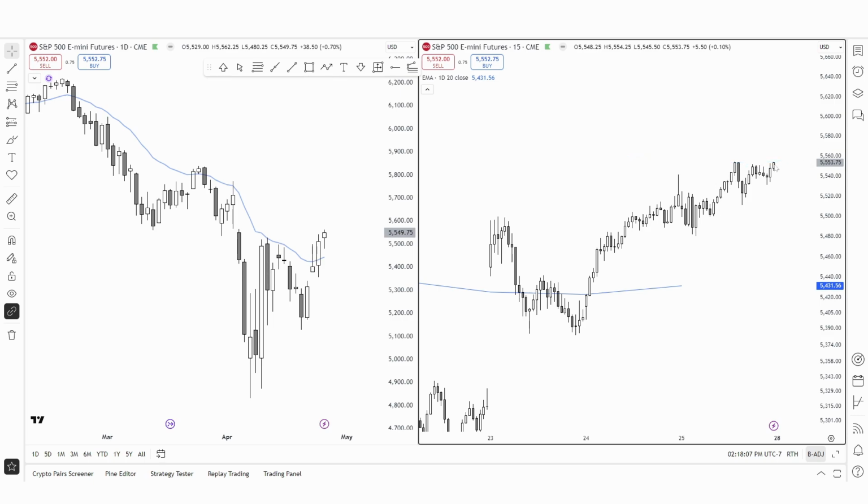We don't know what's going to happen on Monday. We could just have a gap up and keep going, or we could be in a trading range still. Here's the swing low. Here's the swing high. So, yeah, a lot of things could happen.